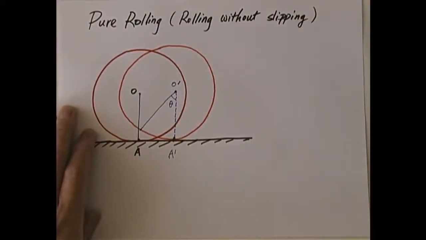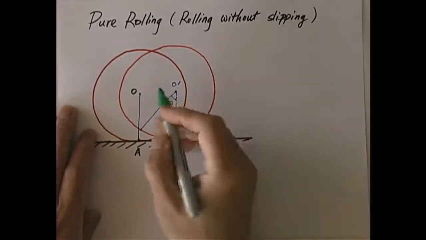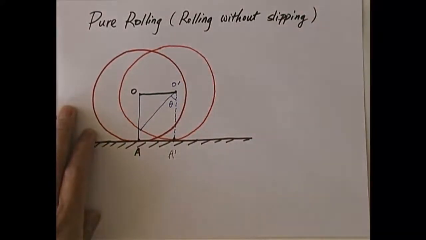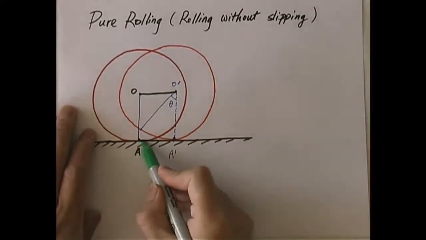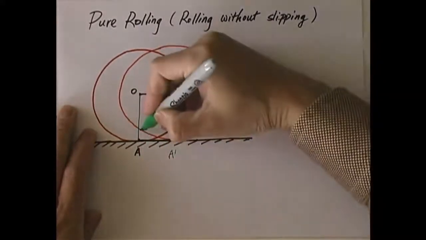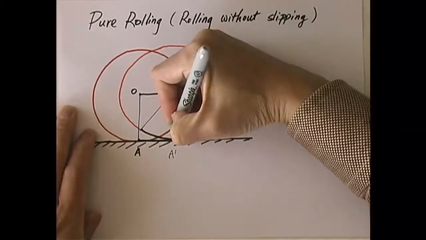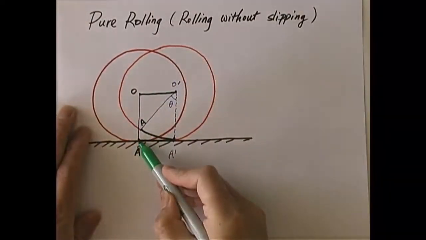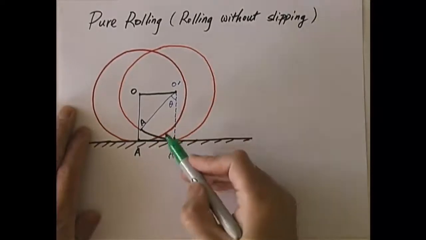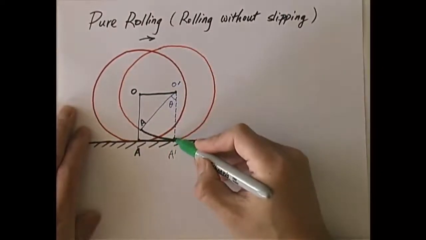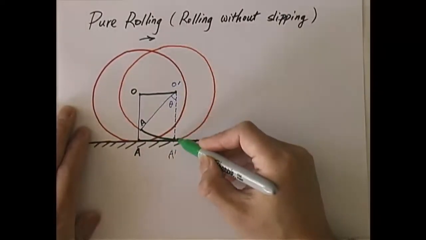Meanwhile, what happens translationally? Well, translationally, the center of the object has moved from O to O prime by this much. How far is this? It's the same as that distance. But that distance is the same as the length of this arc. This is the original point A, which made contact with the ground at t equal to 0. As you rotate forward, A is lifted off the ground, and eventually A prime touches the ground. So the arc length covered is equal to the distance between A and A prime.